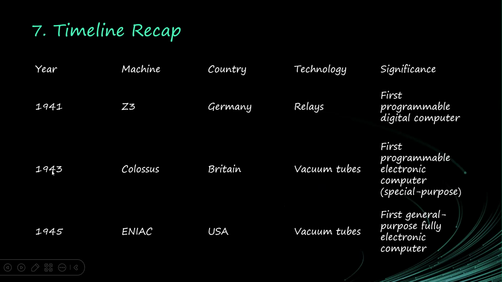In 1943, Colossus was created in Britain, and it used vacuum tubes. It is recognized as the first programmable electronic computer, but it was special purpose. It was only used by the government for encryption and decryption. Then in 1945, we had the ENIAC that was developed in the USA. It also used vacuum tubes, and it was the first general purpose fully electronic computer. So this is the story so far.